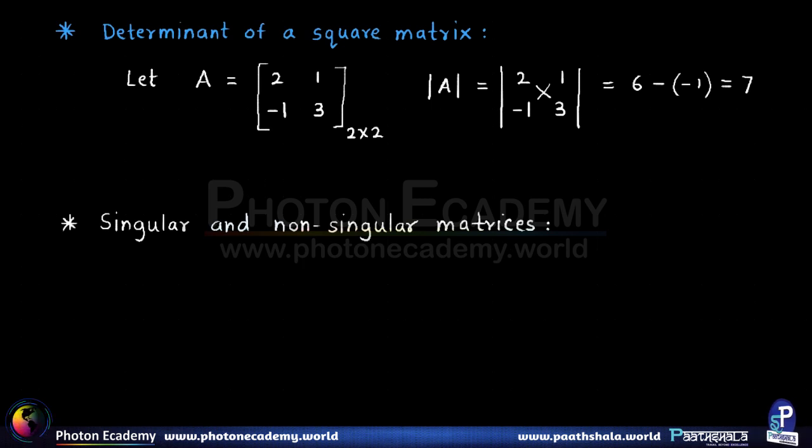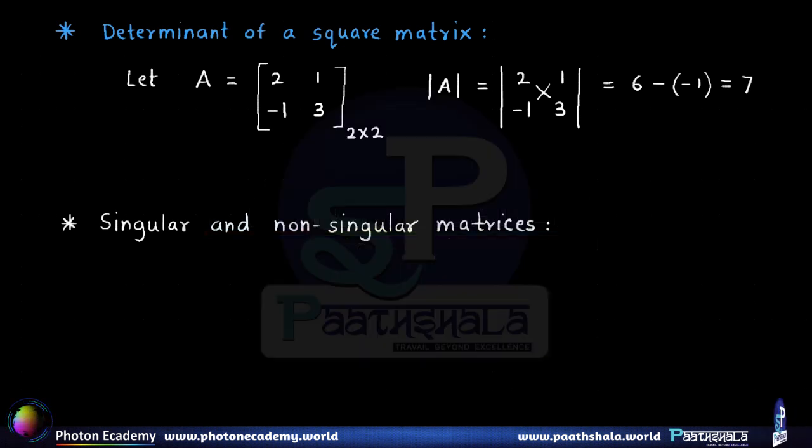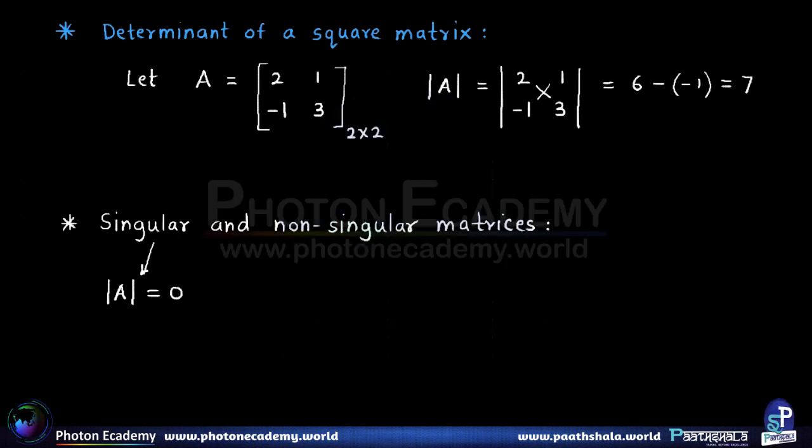Alright. Now based on this, we define 2 more types of square matrix, that is either a singular or a non-singular matrix. By singular we mean that if the determinant of that matrix turns out to be 0, then that matrix is called a singular matrix. And on the other hand, if that determinant is not equal to 0, then the matrix is a non-singular matrix.